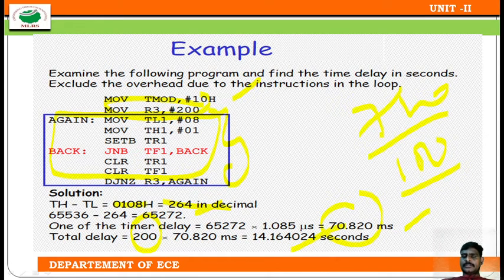So 107 seconds of delay we can get. In this manner, by repeating a loop of the same thing, you can generate more delays.